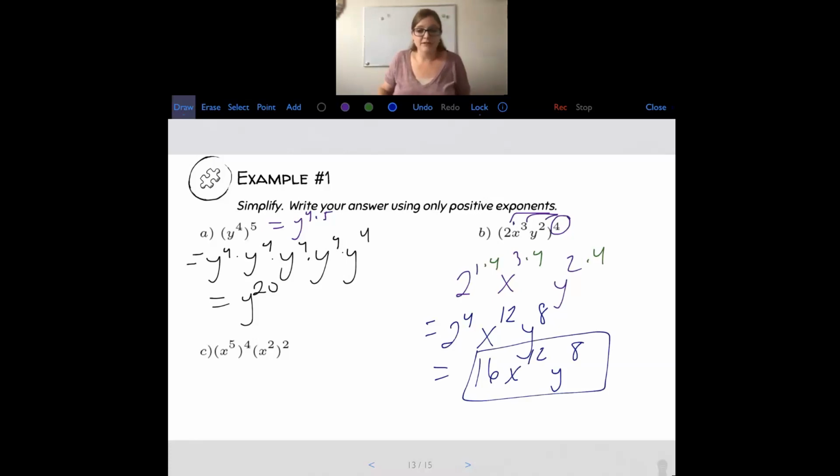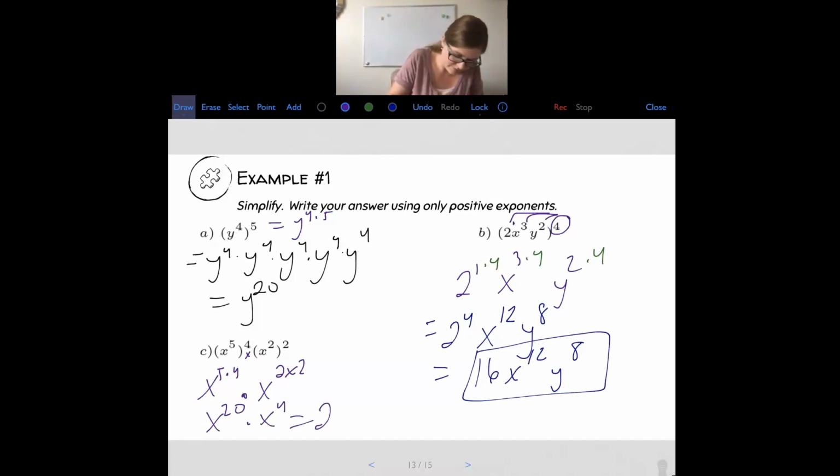Okay. For part C, you can consider order of operations here. We have x to the 5th raised to the 4th power times x squared raised to the 2nd power. So we apply our exponents first. These parentheses here are denoting multiplication. Okay, so this is x to the 5 times 4. These are next to each other, so they're being multiplied. X to the 2 times 2. So this is x to the 20th times x to the 4th, which is x raised to the 24th power.